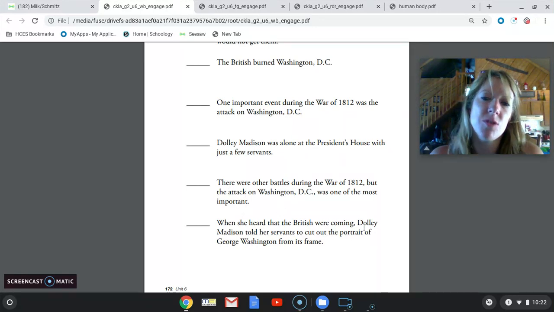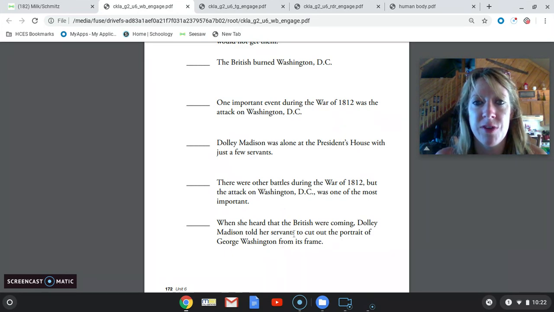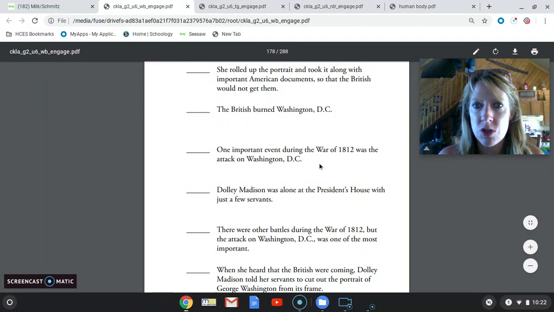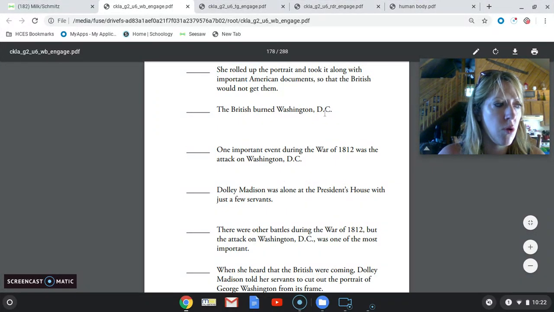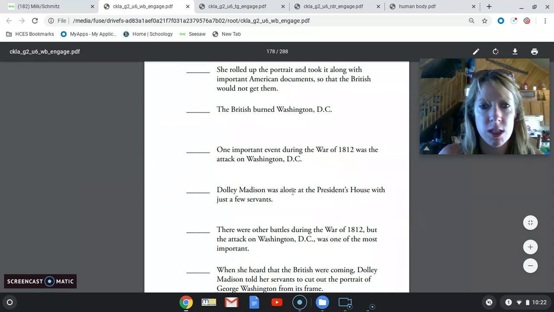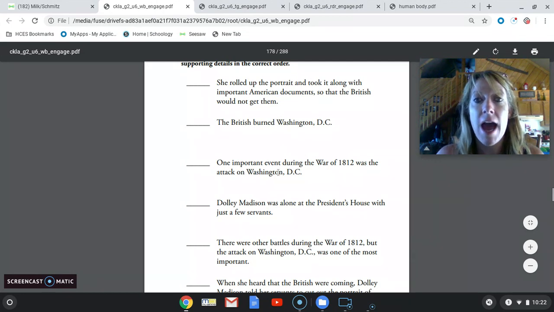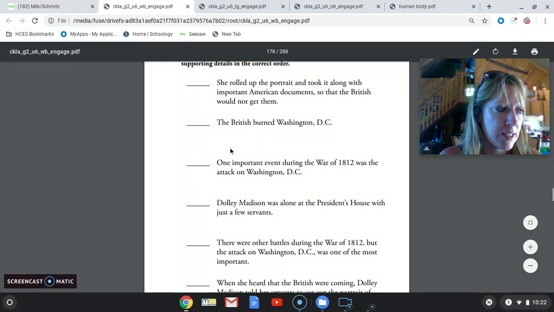When she heard that the British were coming, Dolly Madison told her servants to cut out the portrait of George Washington from its frame. So this whole thing, as I'm reading these details, it reminds me of the story we read, which was the attack on Washington, D.C. So I'm thinking that's our topic sentence, and that would be this one right here: One important event during the War of 1812 was the attack on Washington, D.C., because I think all of this is talking about the attack. So this would be the TS, the topic sentence.